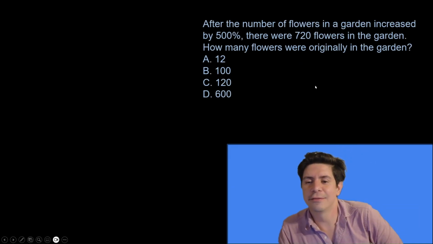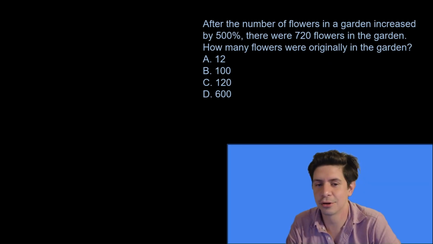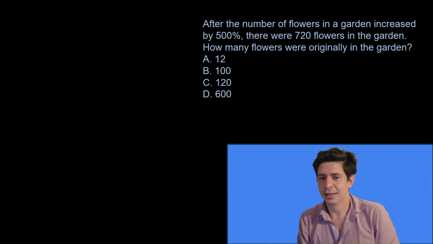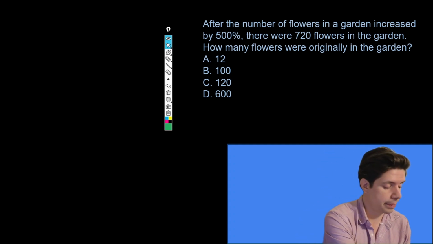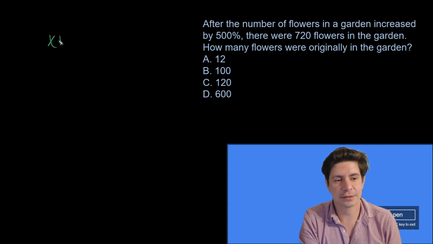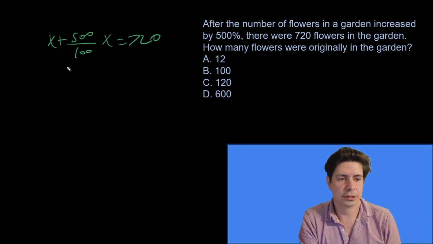Then we have this. After the number of flowers in the garden increased by 500%, there were 720 flowers in the garden. How many flowers were originally in the garden? So this is tricky, because it's increasing by 500%. So it's basically x plus 500%, so 500 over 100, x equals 720. So it's going to be x plus 5x equals 720.